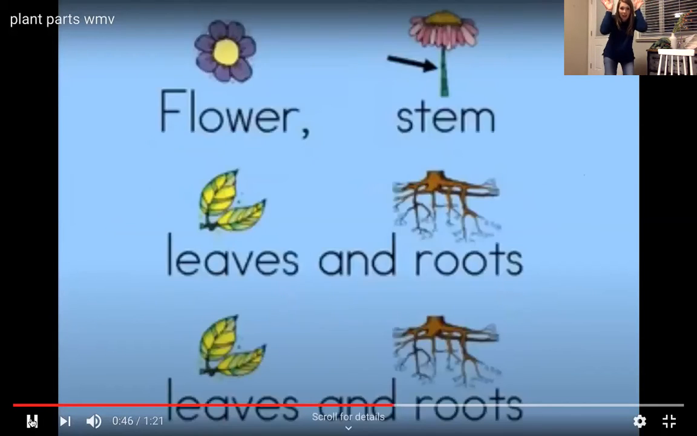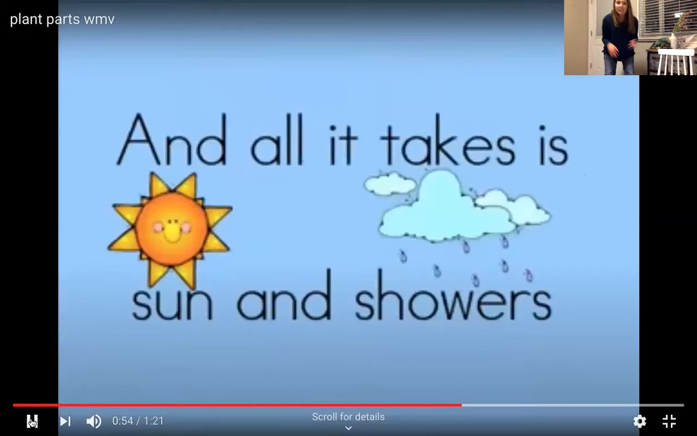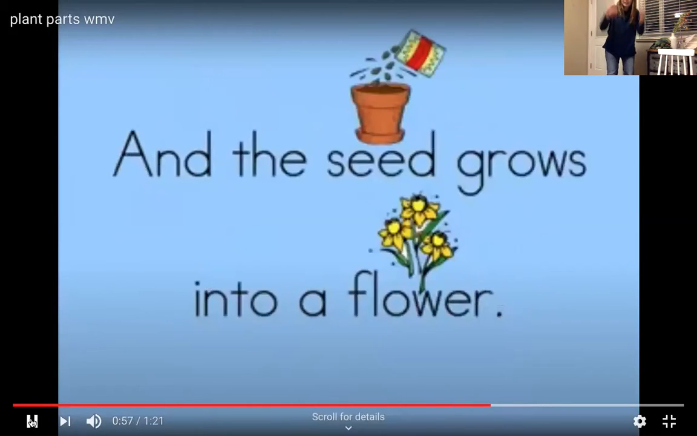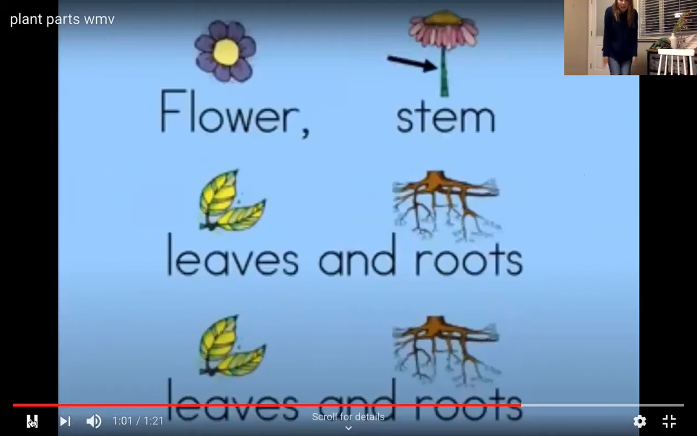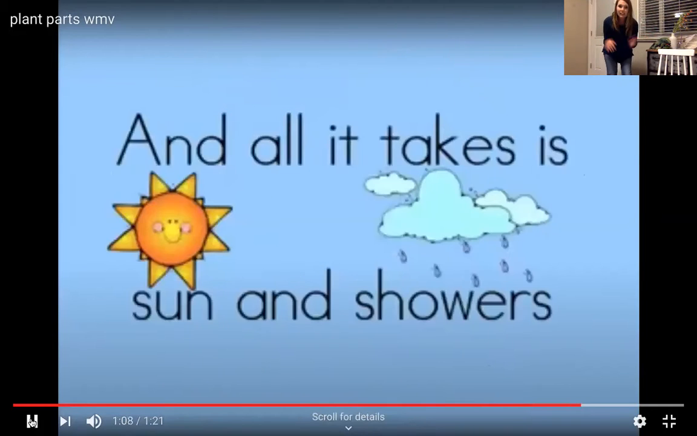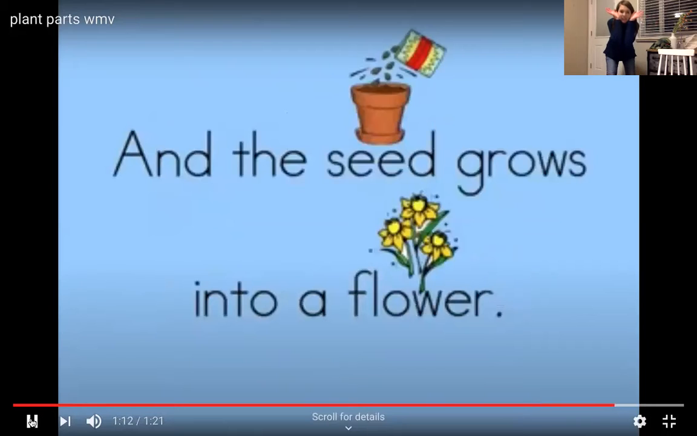Faster! Flowers, stem, leaves, and roots, leaves and roots. Flowers, stem, leaves, and roots, leaves and roots. And all it takes is sun and showers. And the seed grows into a flower. Super fast! Flowers, stem, leaves, and roots, leaves and roots. Flowers, stem, leaves, and roots, leaves and roots. And all it takes is sun and showers. And the seed grows into a flower.